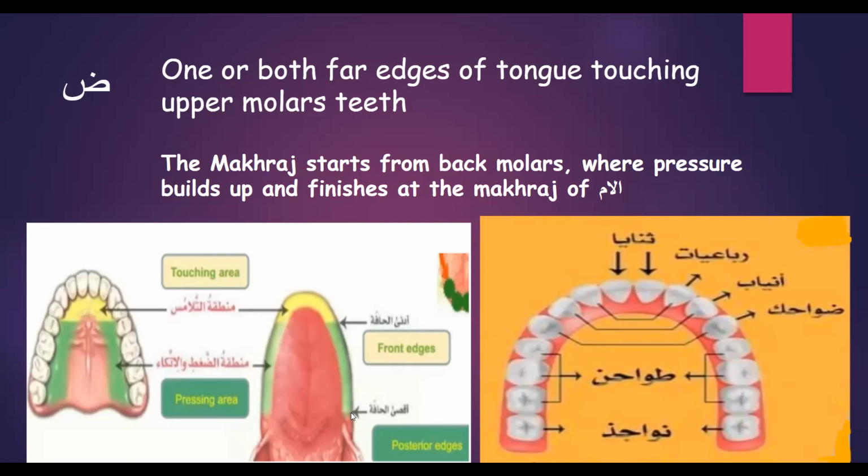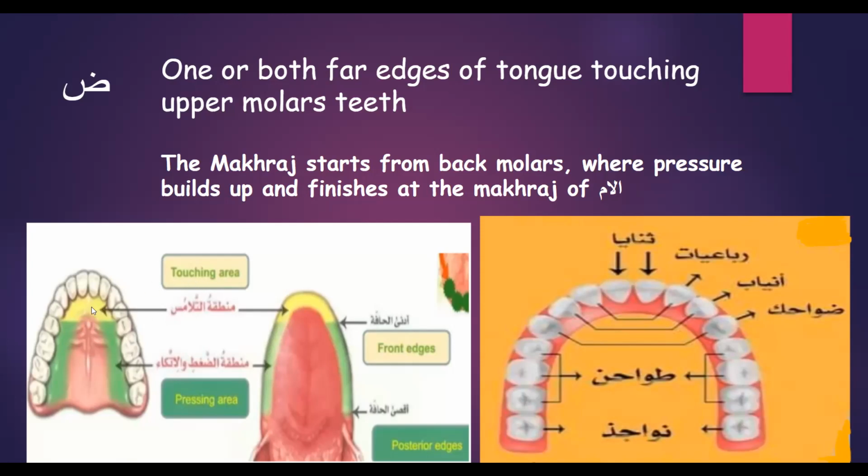This is called hafat aqsal hafa. Aqsal hafa means the far edge. This is the part of the tongue which is in green, both sides or one side. For the dad you can use both or one side of the tongue to pronounce it. However, when we prepare our tongue to pronounce the letter dad, we would need to touch the whole sides of the tongue from here all the way to here. So you can say touching area, so no pressure.